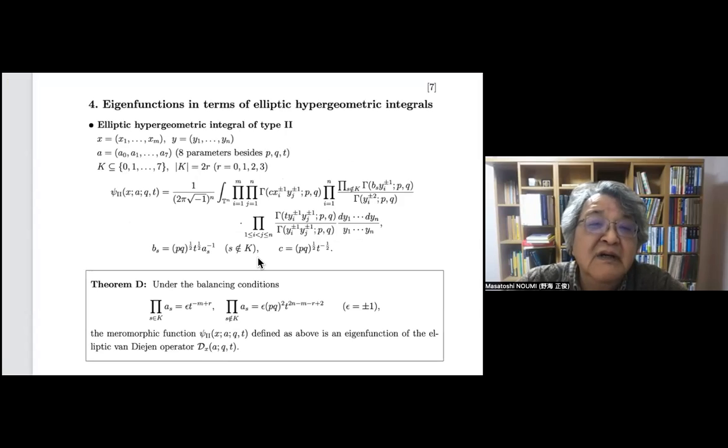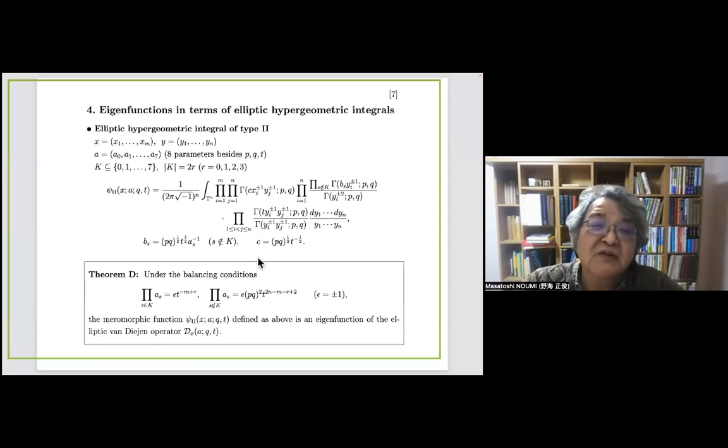Then I would like to say that there are eigenfunctions which can be expressed in terms of elliptic hypergeometric integrals of Selberg type. It's slightly complicated, but I'm using x variables for the m-dimensional algebraic torus, and y variables for the n-dimensional algebraic torus. In this case, the y variables are the integral variables. So you have this product here, which is the power of difference products part. And in this part, you have this type of linear factors.